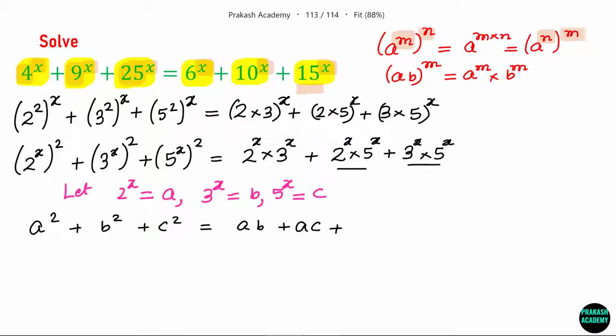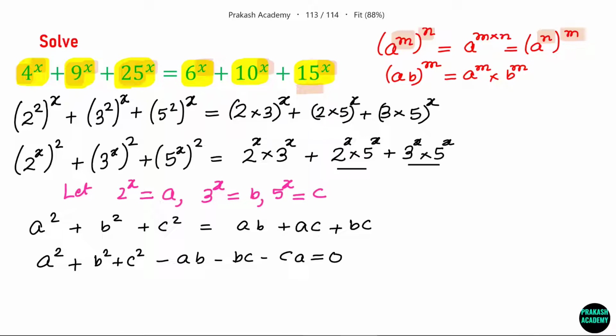And this term, 3 into 5, that is bc. Now let us take everything to the left hand side. So I will have a square plus b square plus c square minus ab minus bc minus ca is equal to 0.